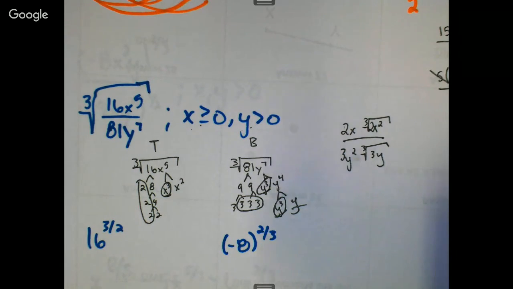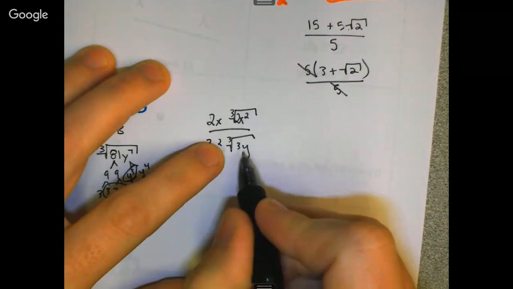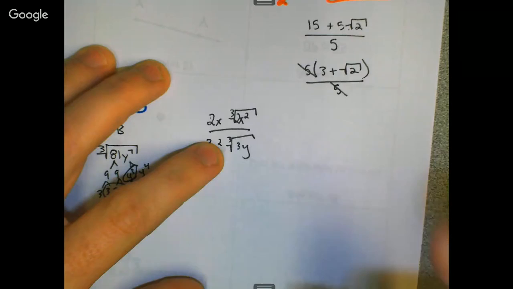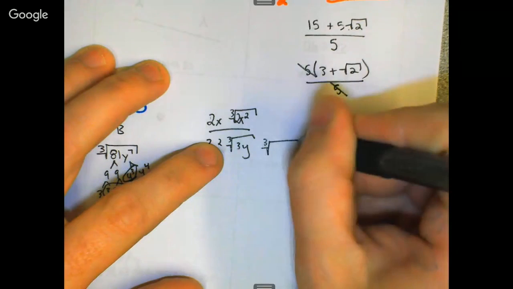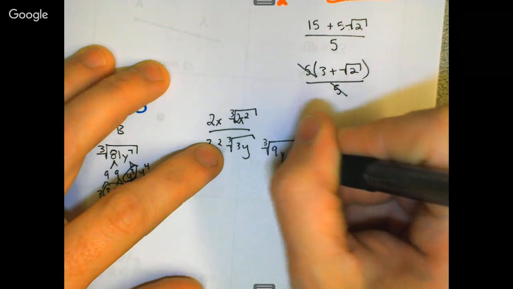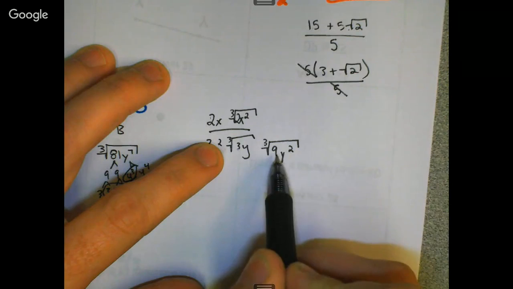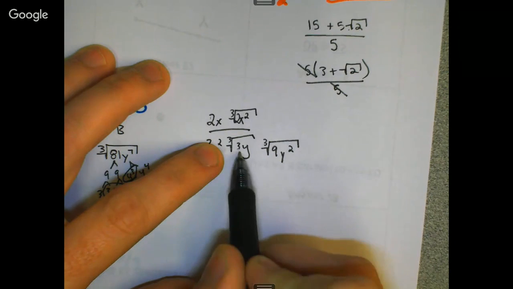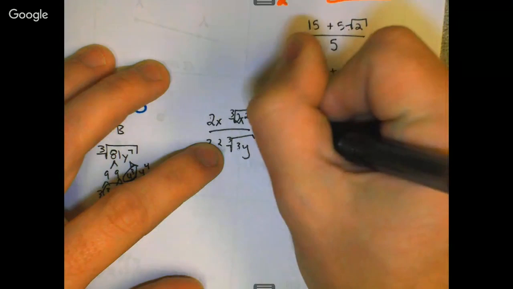Okay, now, can I leave a radical on the bottom? No, I cannot. But I can't just multiply by the third root of 3y because I won't have a group of 3. So I'm going to multiply by the third root of 9y squared. Okay, think about it. 9 has 2 3's in it. That's 3 times 3 times this 3, making 3 3's. I have 2 y's here, 1 y there, making 3. So I'm going to multiply the top one by that.